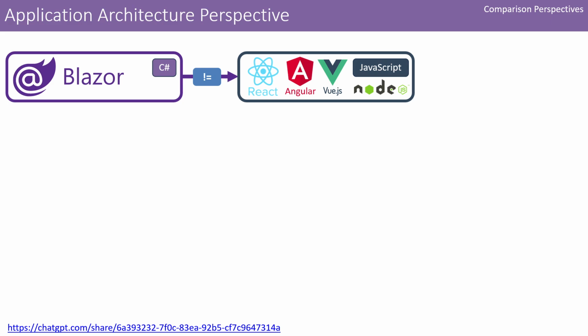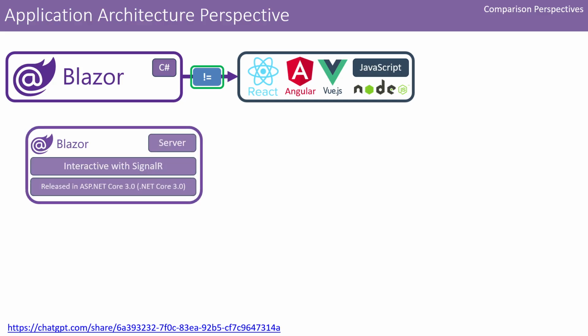The application architecture perspective is really how you want to spend most of your time looking at Blazor, because Blazor is not the same as React, Angular, and Vue. Even though you want to compare it at a code level, it's simply different.